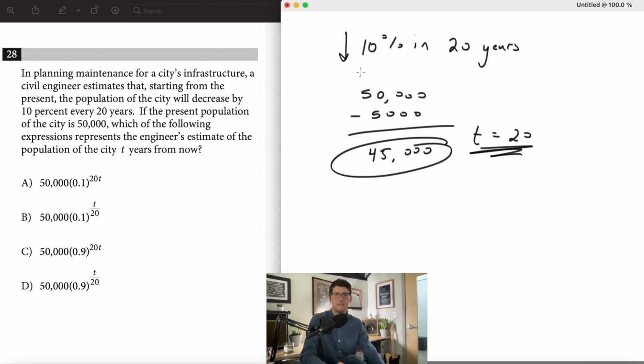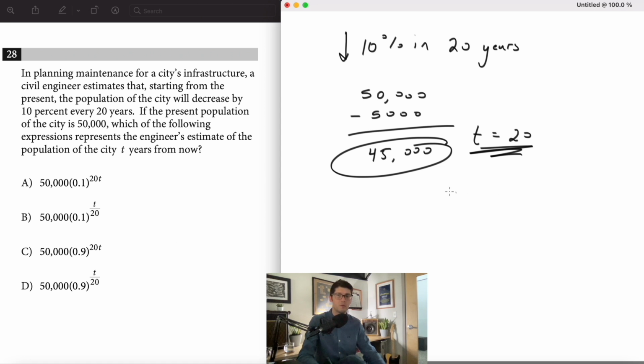Right? I just used the easiest number I could, 10%. 10% of 50,000, you just move the decimal place over 1, so that's 5,000. Subtracted it, I know that we're trying to get 45,000 when T equals 20. Literally plug these in, and only one answer choice will work, and that's answer choice D.